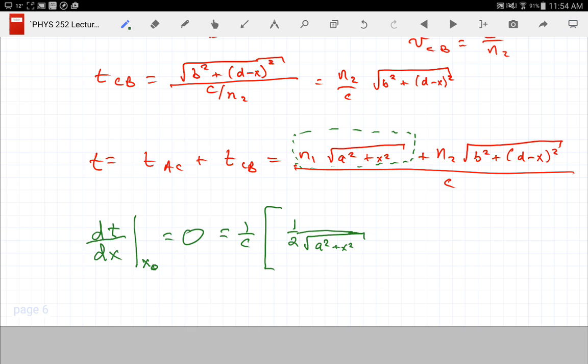And then on top there should be a 2x, since that'd be the derivative of what's on the inside. Okay, now we forgot the n1, so let's put the n1 out front here. Because, yeah, so he did the chain rule.